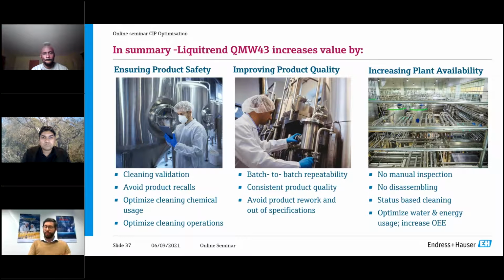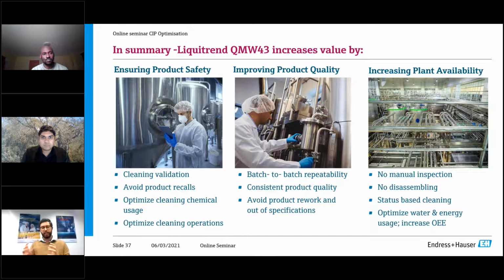We help you improve your product quality, especially with mixing applications, so you can ensure that every batch comes out with exactly the same consistency. And the third one, which I think is really the highlight of the QMW43, is to increase your plant availability.